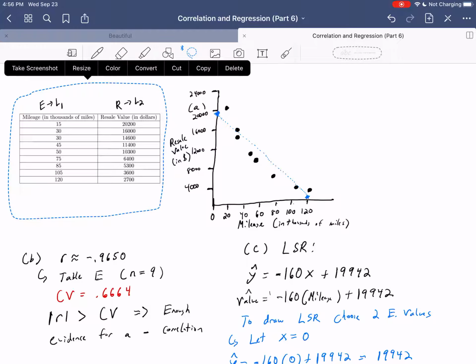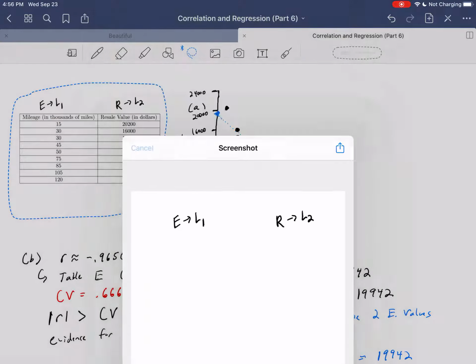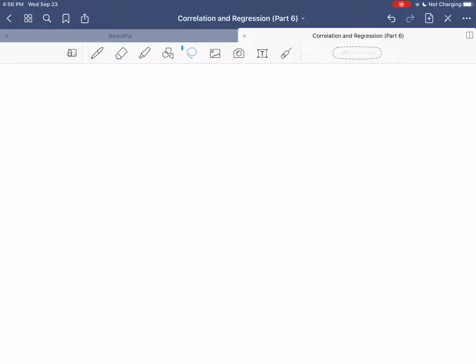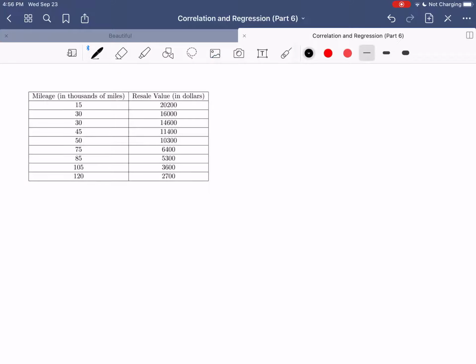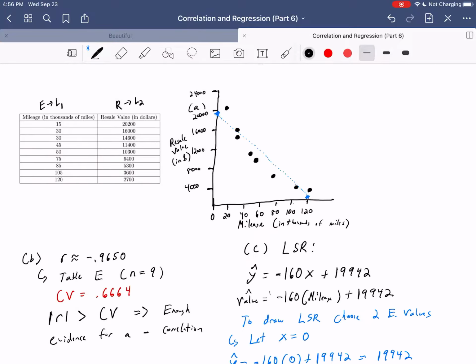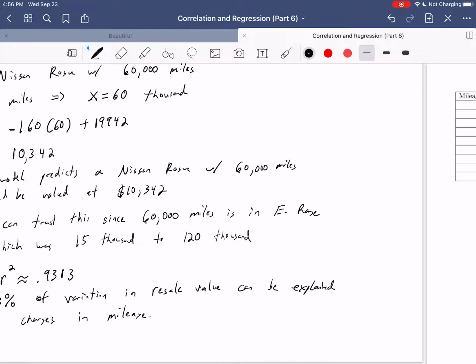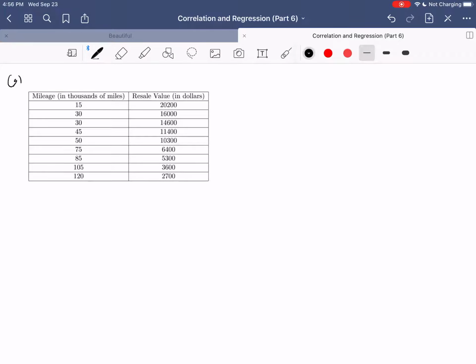I think we actually still have it saved, so let's go ahead and just... Yep, there's our data. Okay. All right, so this is going to be part G. So just remember, right, this is our explanatory and this is our response.